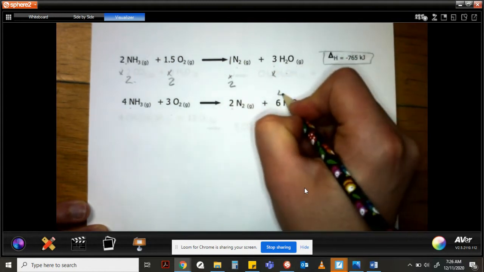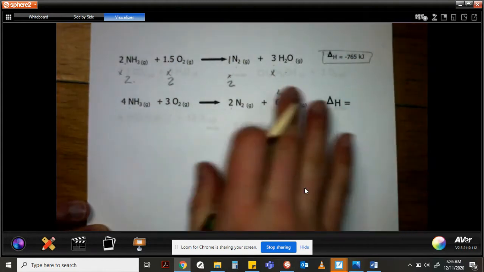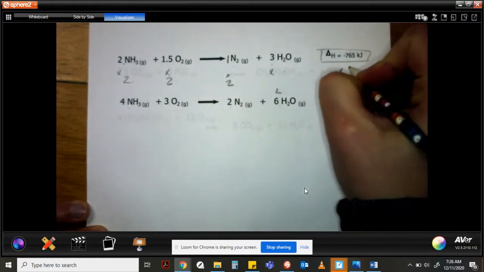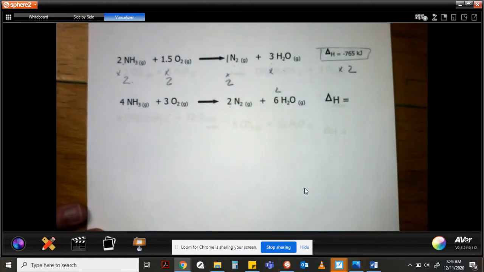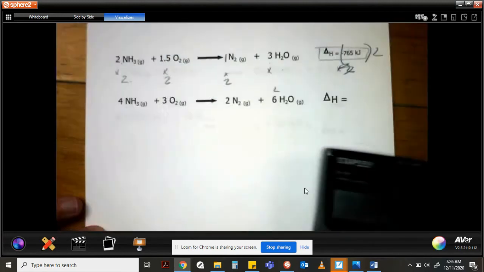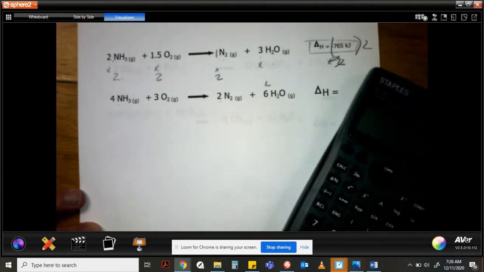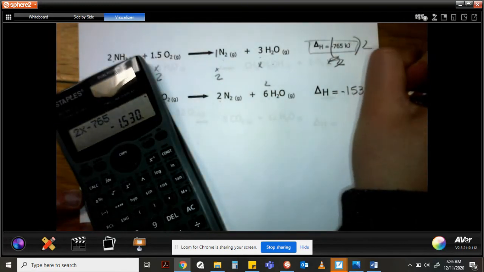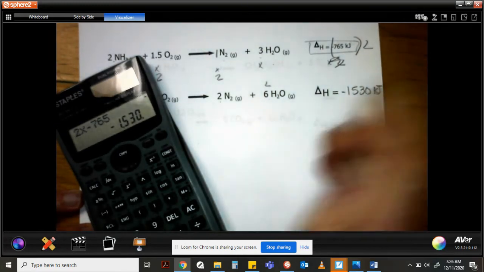My 3 times 2 is going to give me the 6. So because I multiplied everything else by 2 to get down to here, I need to multiply this part by 2 too. I guess we could do it like this. So to find my change in enthalpy for this, I'm going to go 2 times my negative 765, which is going to give me negative 1,530 kilojoules as my answer.